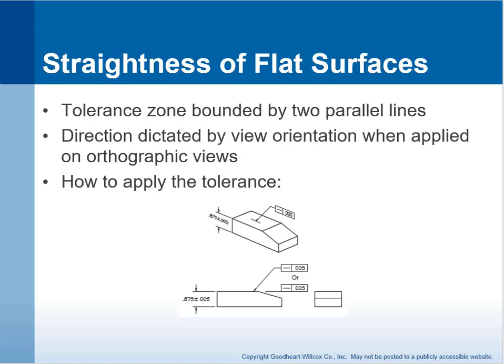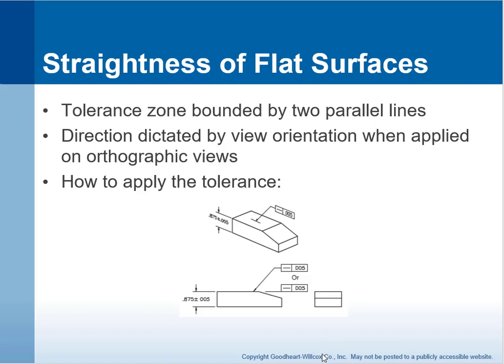Okay, so let's look at this one. Straightness of a flat surface. Okay, what we have here is a tolerance zone that's bounded by two parallel lines. The direction dictates by the view the orientation when applied in an orthographic view. So in this particular case, the direction the surface control applies to is just in this direction as it's shown.